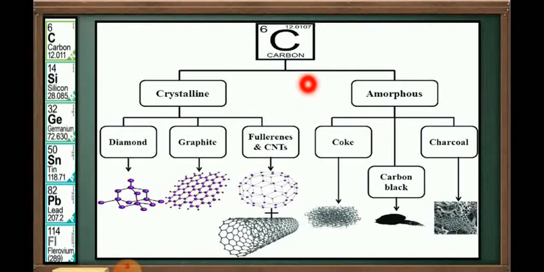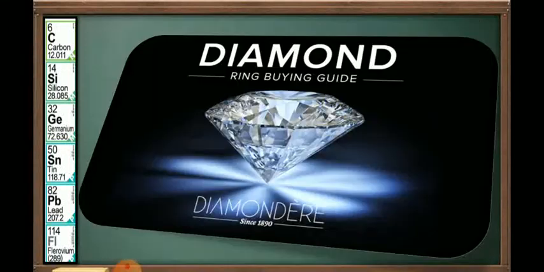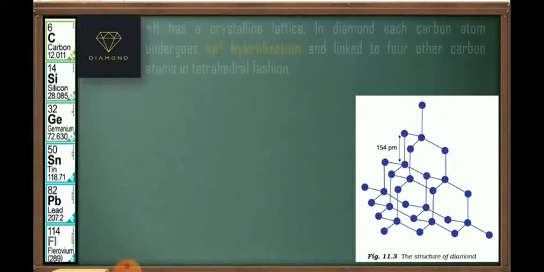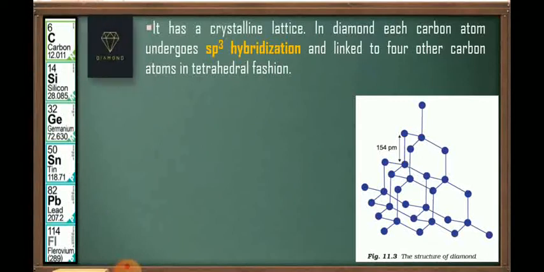So that means carbon is found in both crystalline and amorphous allotropic forms. In this lesson, we are learning the three crystalline allotropes of carbon: diamond, graphite and fullerenes. The first allotrope of carbon is diamond. Diamond has a crystalline lattice. It has a very strong crystalline structure, and diamond is an allotropic form of carbon.